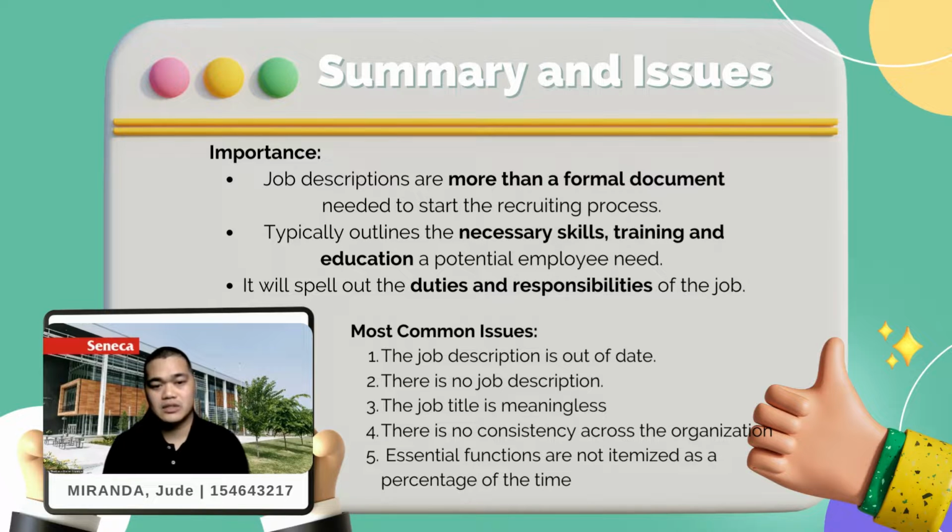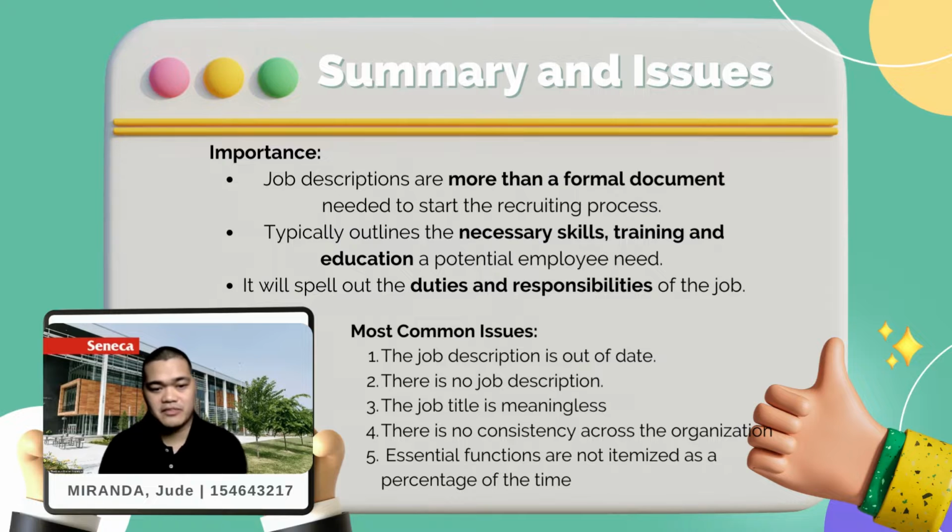Fourth, there is no consistency across the organization. Each department has different templates, different headings. The job description documents look different. The departments and work teams update the job description, which is good, but without consulting an eligible party or the HR department. Using job description software will alleviate this problem if your organization is willing to invest.